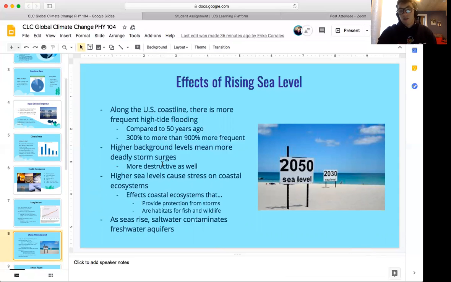And in this diagram over here, it shows that in the year 2030, the sea level will be around where that post is. And then in 2050, that's where the sea level will be, just to show how fast it's moving.